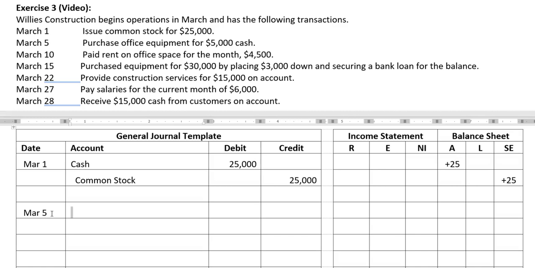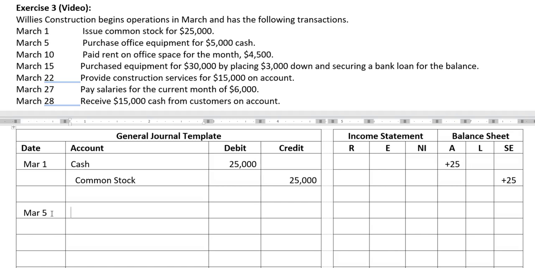So what's happening on March 5th? If we look, we see we purchased office equipment for $5,000 cash. Again, pick out those things that make sense. What are we buying? Office equipment. How are we buying it? With cash. So that sort of tells us the two accounts that are going to be used, either office equipment or equipment and cash. So let's talk about each of those.